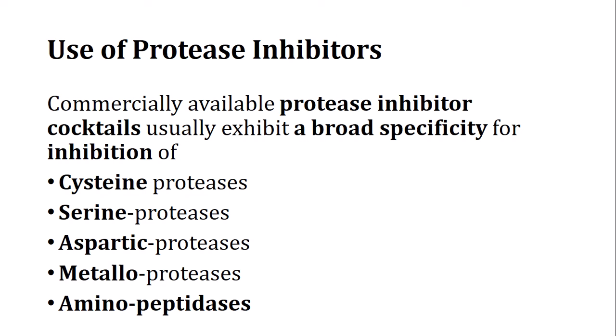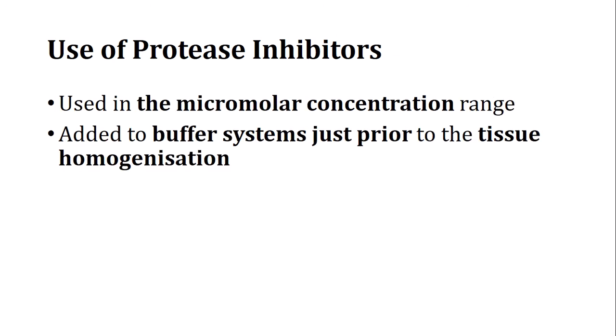Now, commercially available protease inhibitors come as a cocktail and have a broad specificity for inhibition of cysteine proteases, serine proteases, aspartic proteases, metalloproteases, and aminopeptidases. All these proteases and peptidases which are present there, so this inhibitor should combinedly inhibit the action of these enzymes. They are used in very low concentration, micromolar range, and are added to the buffer system just prior to tissue homogenization, because the requirement starts when there is a homogenization procedure. As I already told you, these enzymes appear in the system when there is a rupture of the cell.